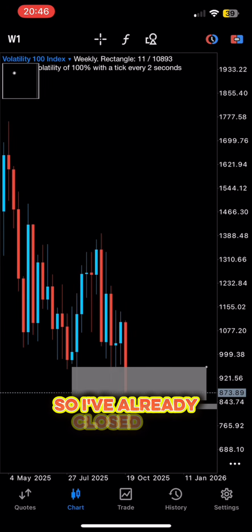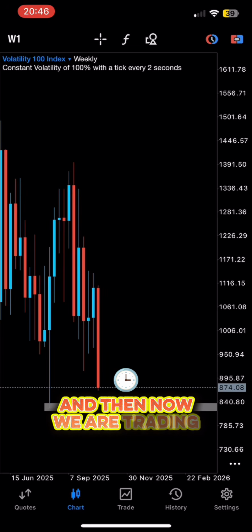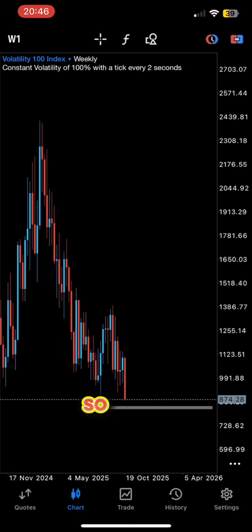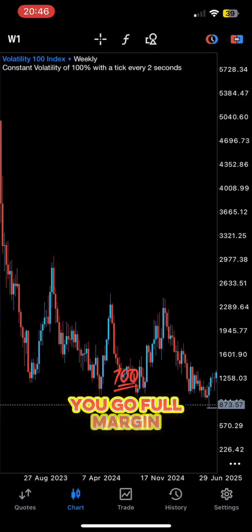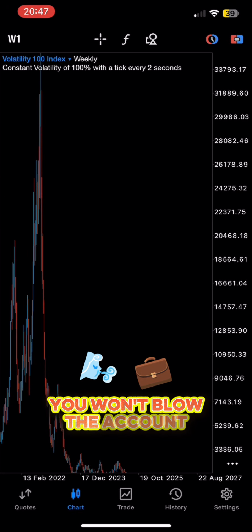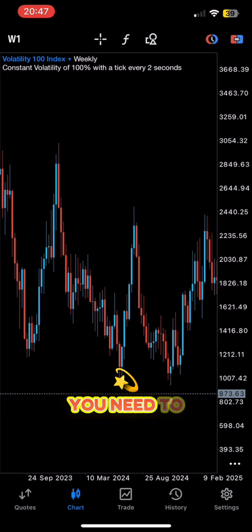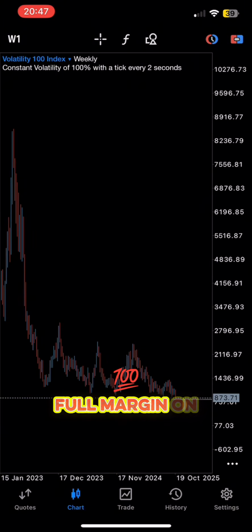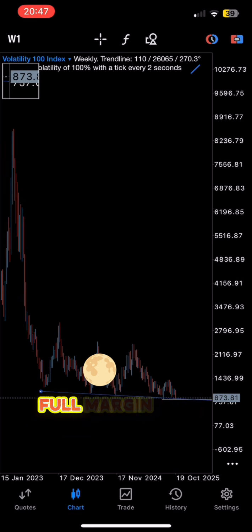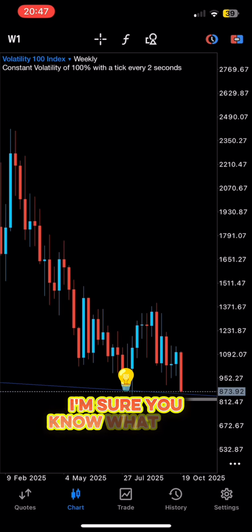I've already closed Boom 150, and now we are trading Volatility 100. This one is volatile, but it doesn't necessarily mean that if you go full margin you won't blow the account. What you need to do is take every trade seriously, and you don't need to go full margin on any trade. If you're a beginner, you don't need to take any full margin trade, because I'm sure you know what will happen.